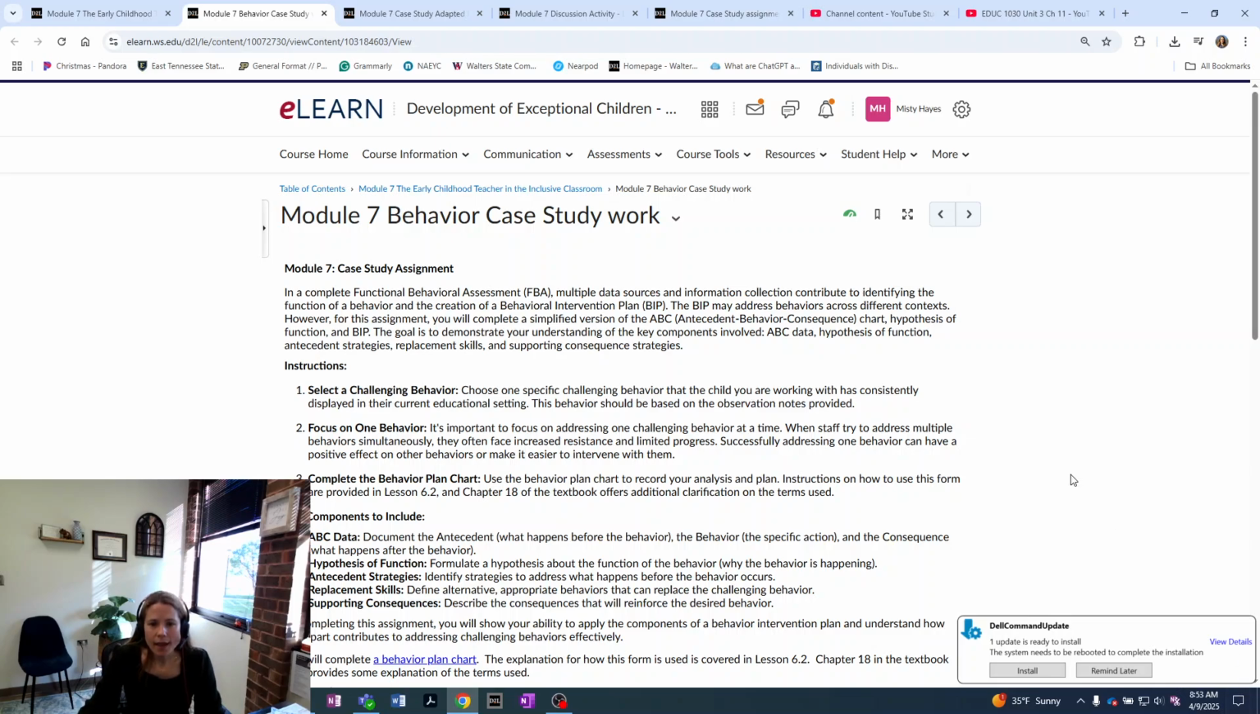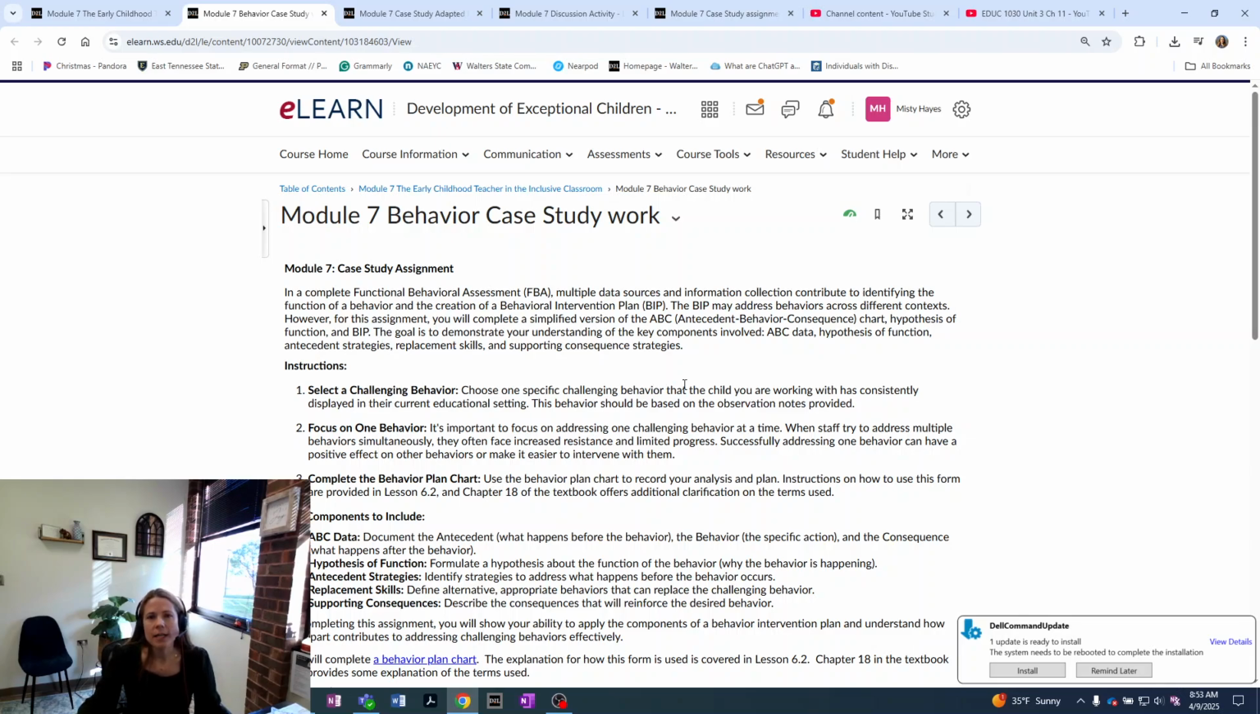However, there's a simpler way to do this, which is what we call ABC, which stands for antecedent, which is a trigger, behavior, what they are displaying, and consequence, what happens when the child displays this behavior. So there's a chart that helps you with the hypothesis of the behavior, why you think it's happening, and helps you create a behavior intervention plan.